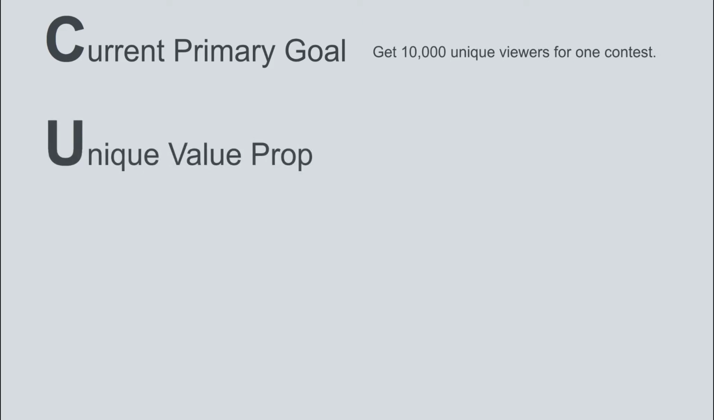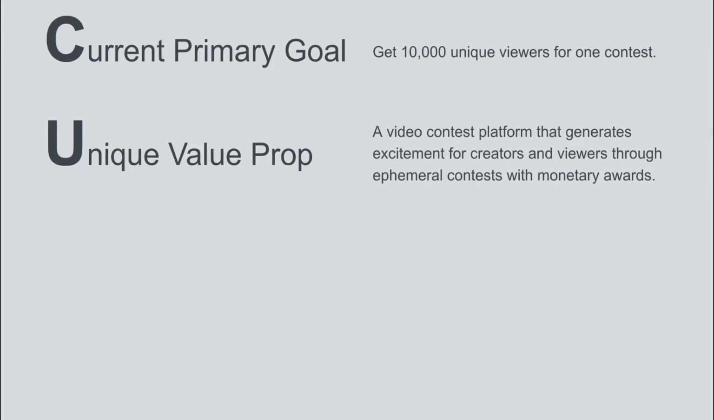Now let's talk about the unique value proposition, the second dimension in Cup. The unique value proposition is what makes you different. What makes Vivi different than a YouTube, a TikTok, or an Instagram? Well, what makes Vivi different is that it dials up the excitement to an 11 by using urgency, weekly contests, and tying those contests to monetary rewards.